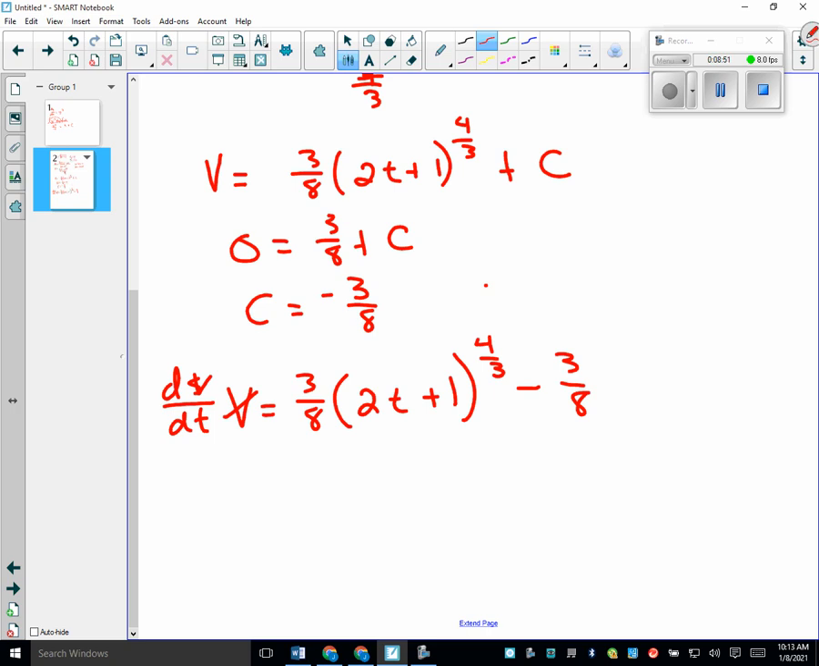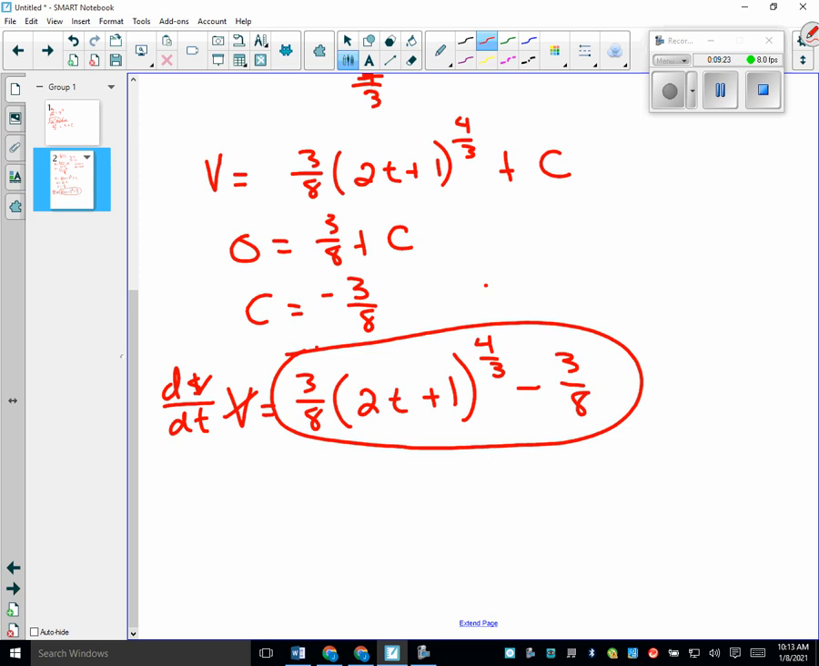So this isn't the second one? This is for position. Here is my velocity equation, right? So we have three of them? Well, I want velocity and position. But I really want it when t is what? 2. So I need to plug 2 into velocity.